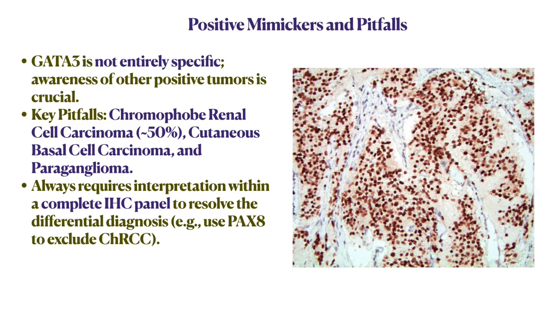Pitfalls when we use this particular marker. We can see that Gata3 is not specific for only those two organs. You may see Gata3 positivity in your renal cell cancers, such as your chromophobe renal cell cancers, basal cell carcinoma of the skin and paraganglioma, and hence you have to use a multi-marker IHC panel when you're coming to a diagnosis in these particular cancers.